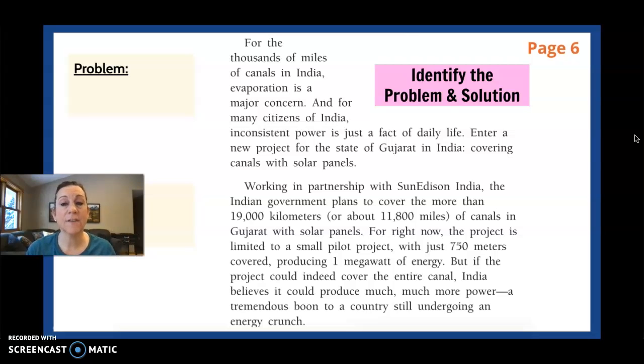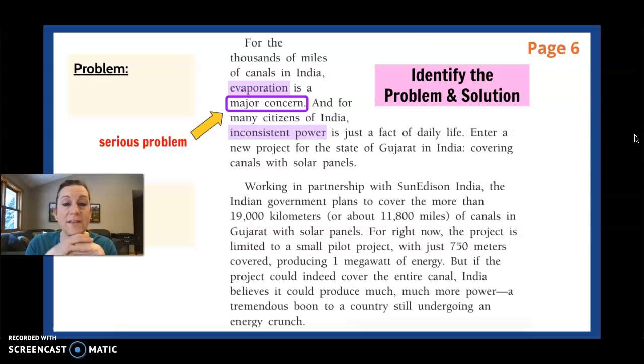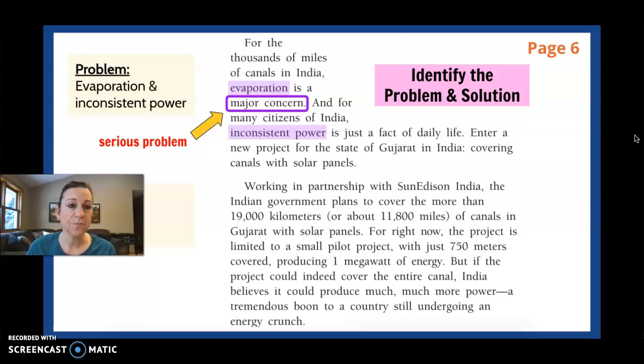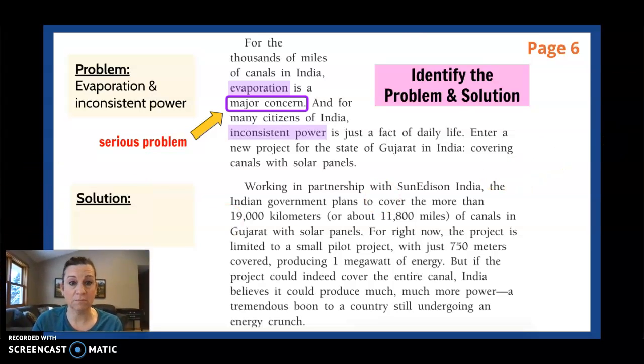Okay, so let's identify the problem and solution on page 6. Let's highlight, that's the major concern. That means it's a serious problem. Okay, go ahead and circle that. Inconsistent power. Well, there we go. It's telling us what our serious problem is: there's inconsistent power. So the problem is, and evaporation. I forgot that part. The problem is evaporation and inconsistent power. That's kind of a huge problem.